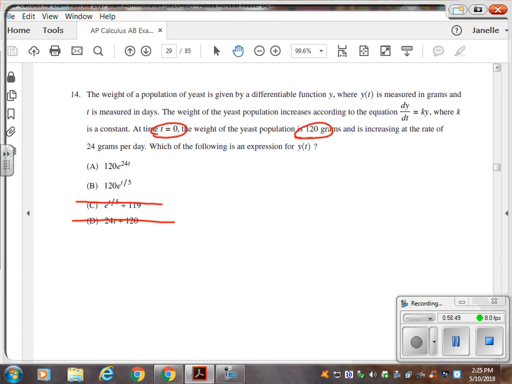So let me talk about that. This derivative formula has to be used to find k. Okay? So to use that derivative formula, we know that dy over dt is equal to 24 per day. This is dy over dt because that's my rate. And this 120 is y, because when t is 0, y is 120. Everybody with me there? Okay.